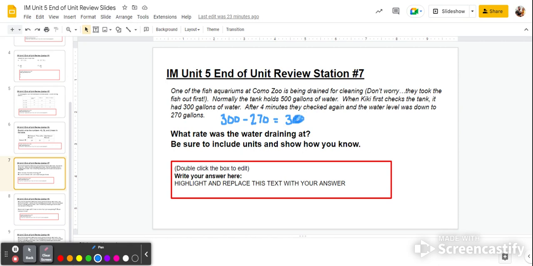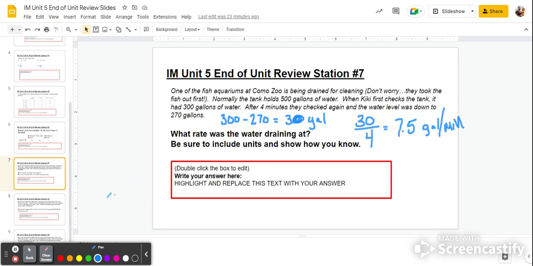Well, we need to take that 30 gallons and divide that by how long it was that we watched water go out. And that equals 7.5. What is that? 7.5 what? Gallons per minute, because that was 4 minutes. So we found our difference, figured out how many gallons we actually lost. Okay, and then we divide to find our rate.